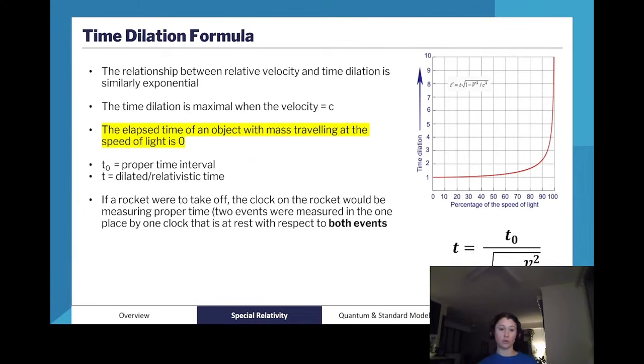Looking at our formula down here, again, this one is on your formula sheet too. We have T0 being proper time, and T being dilated or relativistic time. So proper time is the time measured in the frame in which the movement is happening. And dilated or relativistic time is the time measured in the frame of the observer. So, if we had a rocket take off, the clock on the rocket would be measuring proper time, and then the clock on Earth would be measuring relativistic time.